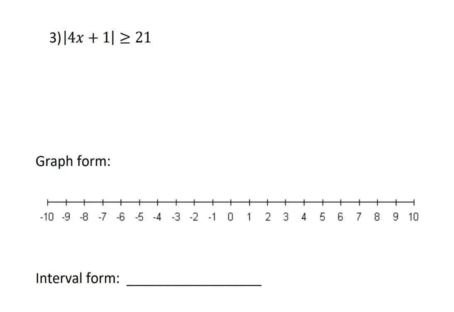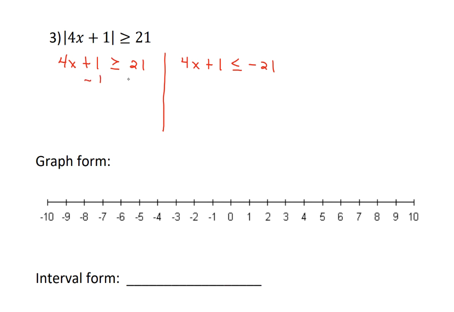All right, here's an inequality that has a little more work to do. We have the absolute value of 4x plus 1 is greater than or equal to 21. So the absolute value is by itself on one side of the inequality. So we can go ahead and take it out of the absolute value symbol, and we have 4x plus 1 is greater than or equal to 21. And then we're also going to have 4x plus 1 is less than or equal to -21. Let's work those out.